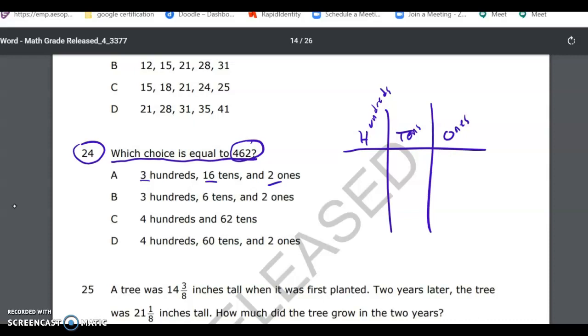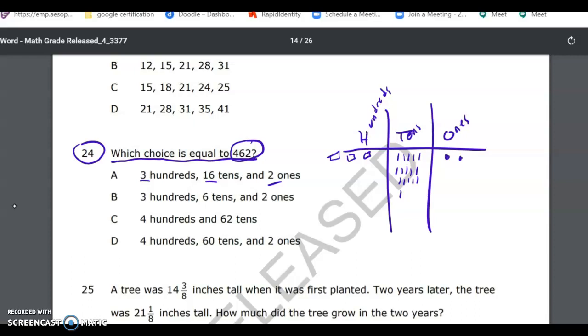You've got 300, and we're just going to make drawings for each one. 1, 2, 300s, 16 tens. 1, 2, 3, 4, 5, 6, 7, 8, 9, 10, 11, 12, 13, 14, 15, 16 tens, and you got 2 ones. So you're trying to determine does that equal up to 462? Okay, right here you got 300s.